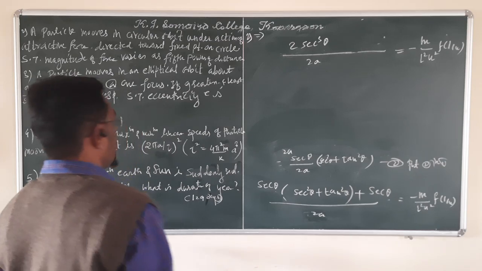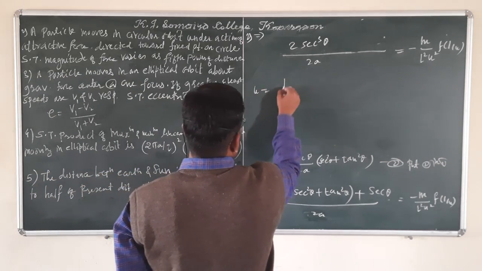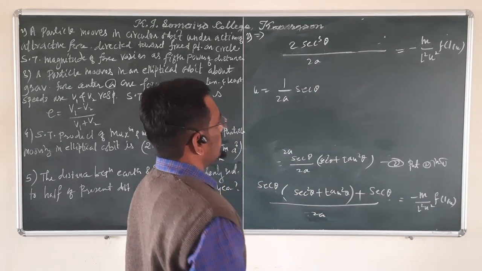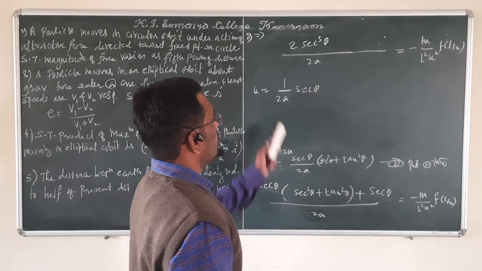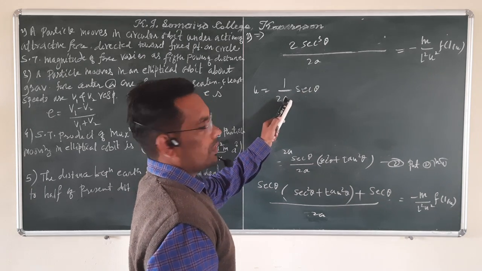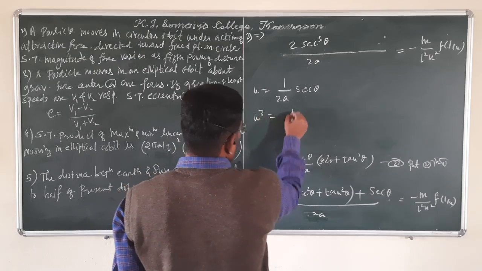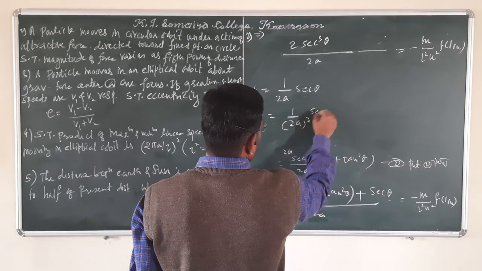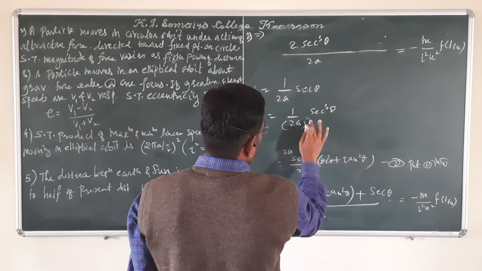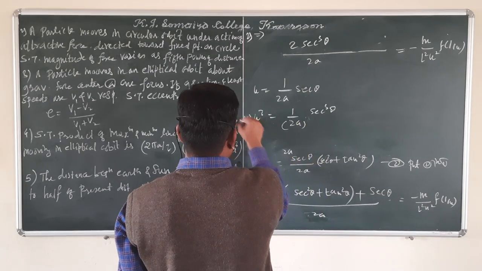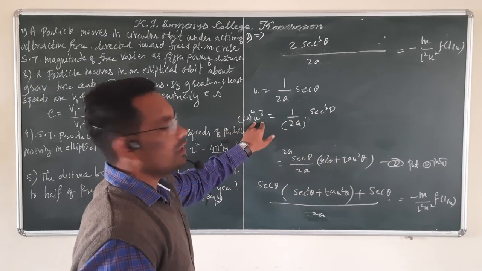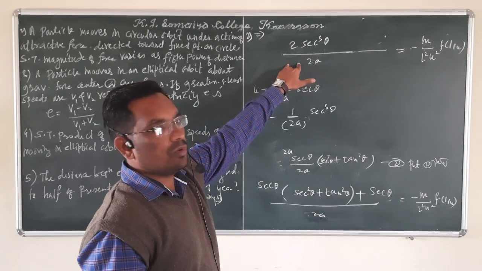Now remember, u is what? u is 1 upon 2a into sec theta. And here we have sec cube theta. If you take u cube, that will become 1 upon 2a cube into sec cube theta. So sec cube theta upon 2a. If you take this 2a, here you will get 2a square. So 1 upon 2a sec cube theta is nothing but 2a square u cube. So we can put this in the above equation.